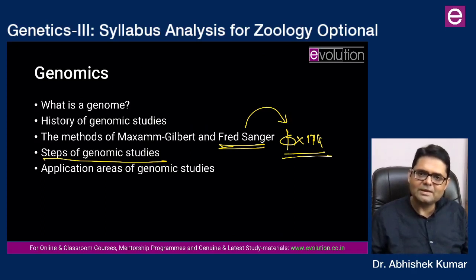So there is a method that is called contig by contig, and then there is a method that is called shotgun approach. So what is the shotgun approach and what is the contig by contig method? You need to know both of these. And once you are done with this, then what are the application areas for genomic studies? That will be quite a good and sufficient coverage of genomics.